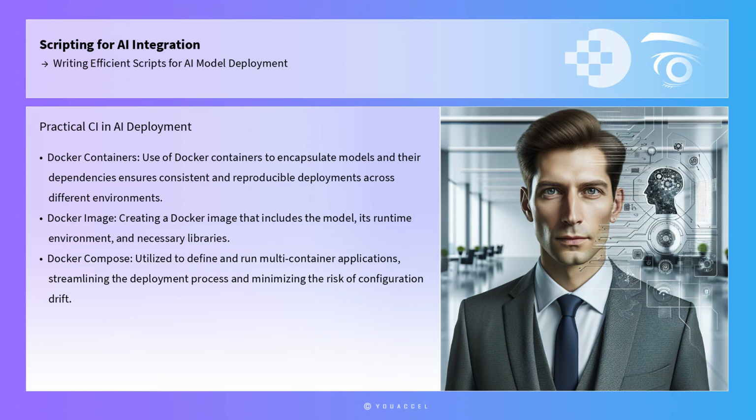A practical example of CI in AI deployment is the use of Docker containers to encapsulate models and their dependencies. By creating a Docker image that includes the model, its runtime environment, and any necessary libraries, developers can ensure consistent and reproducible deployments across different environments. Docker Compose can be utilized to define and run multi-container applications, streamlining the deployment process and minimizing the risk of configuration drift.